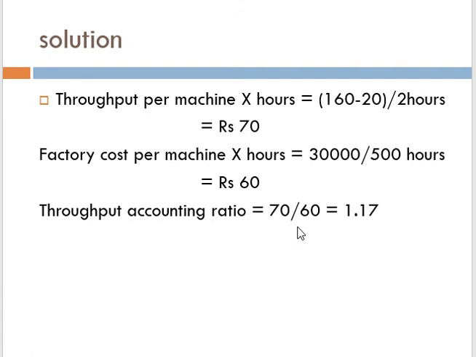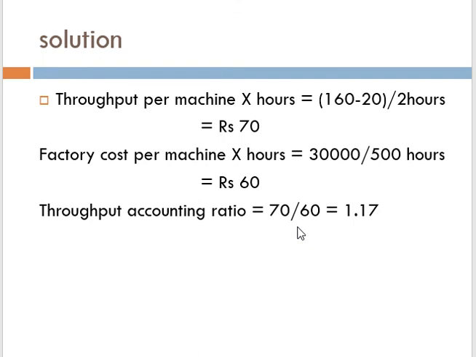As in this problem, the throughput accounting ratio is more than 1. Whenever the throughput accounting ratio is more than 1, it means the organization will earn a profit and is in a profitable position. So the aim should be to achieve as high a throughput accounting ratio as possible. As the ratio gets higher, the profitability will rise accordingly.